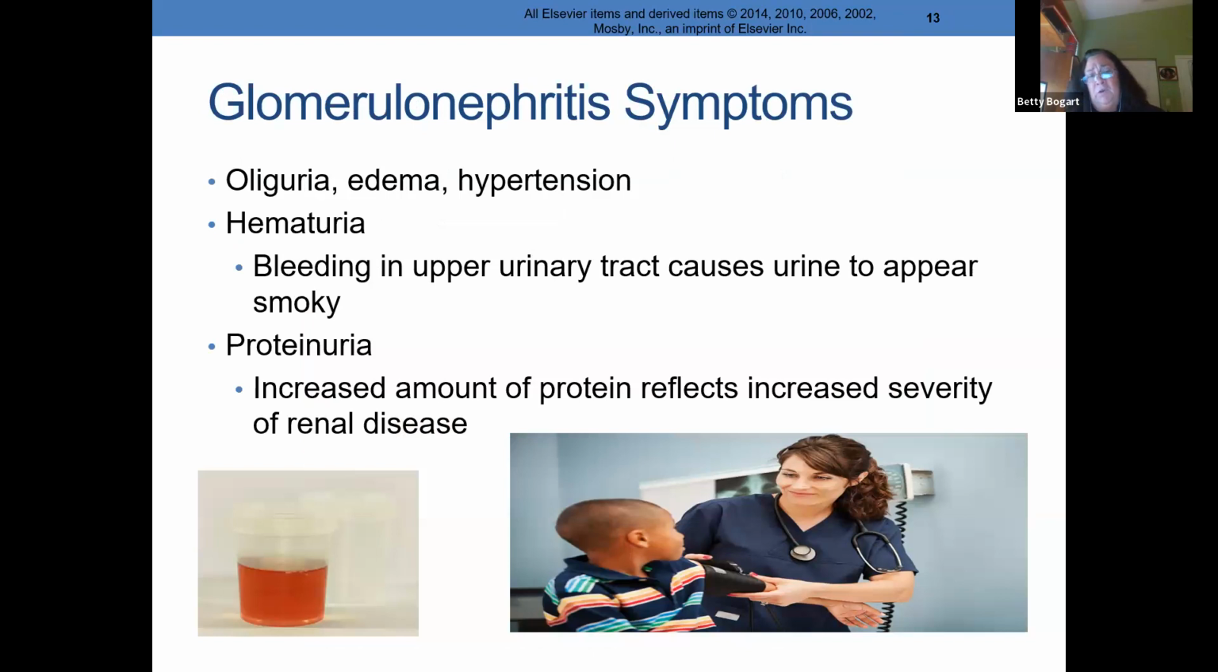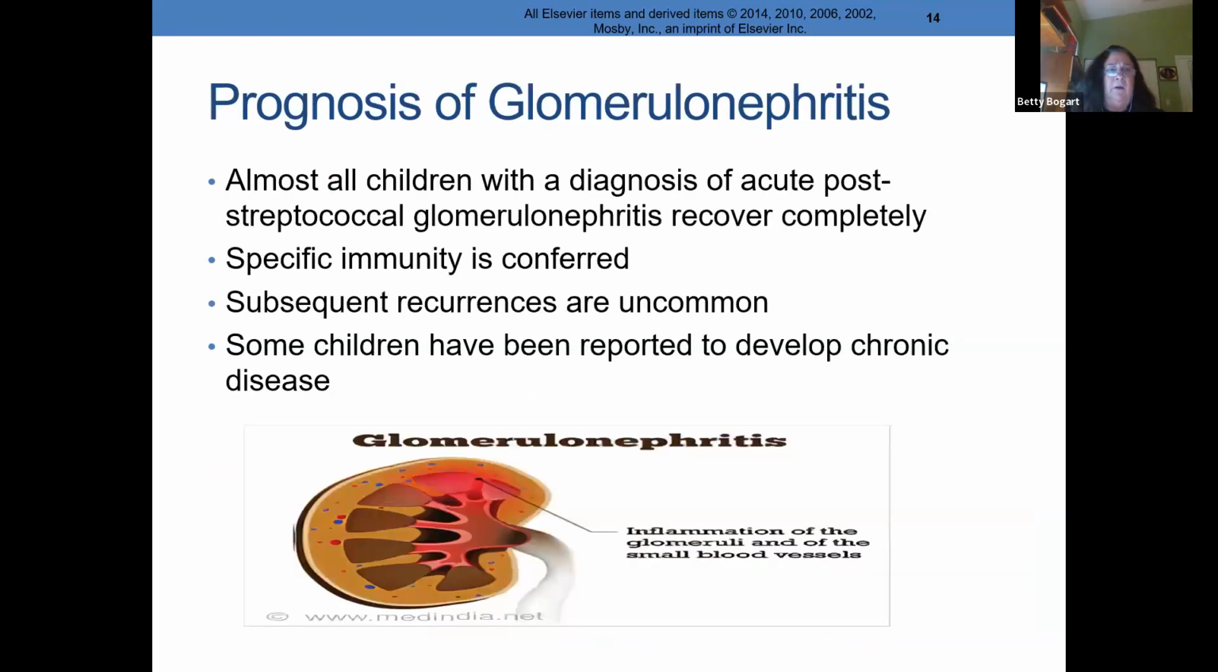Again, this is a fluid balance problem. You're oliguric, you're not urinating. So you're swollen, and that swelling causes hypertension. You have the hematuria and the protein is also going to be thrown out in the urine. Now, what's the prognosis? Well, we need to treat the strep infection, right? So we will be treating them with antibiotics. And usually we can cure them. So it's an acute stage, and this is something that's curable as long as we get it quick enough.